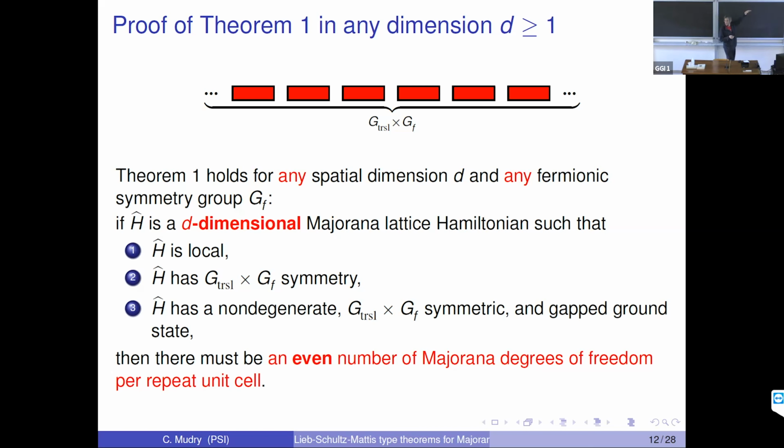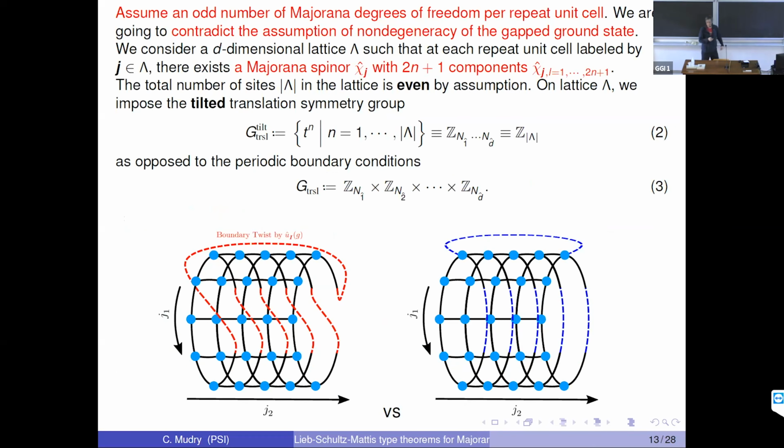I drew my lattice in one dimension, but the proof applies to any dimension D. So H is local. H has translation direct product GF symmetry. I assume that the ground state is non-degenerate, symmetric, and gapped. Then my claim is that we must have an even number of Majorana degrees of freedom per repeat unit cell. So how do I prove that? The proof goes by contradiction. I assume that I have an odd number of Majorana degrees of freedom per repeat unit cell, and we'll see that there will be a contradiction with the first three assumptions. The non-degeneracy assumption will break down, as we will see.